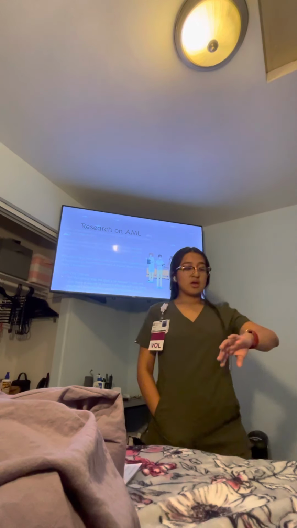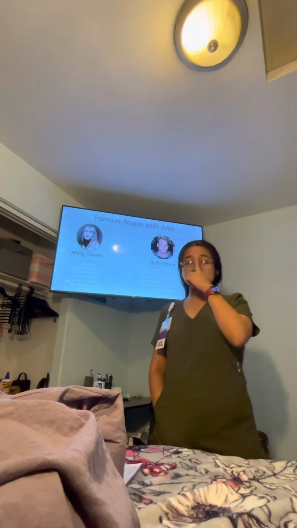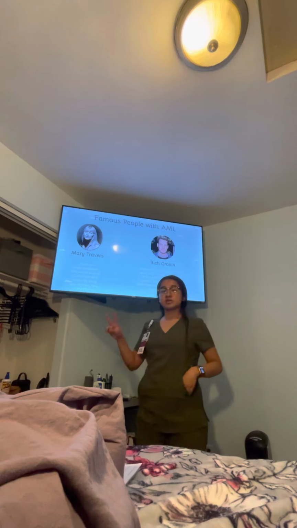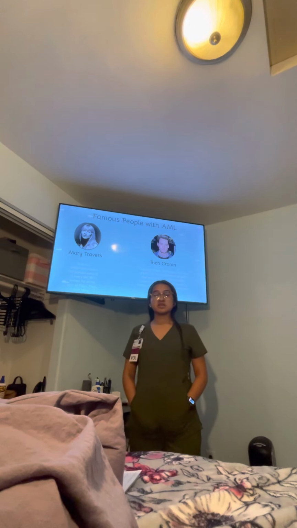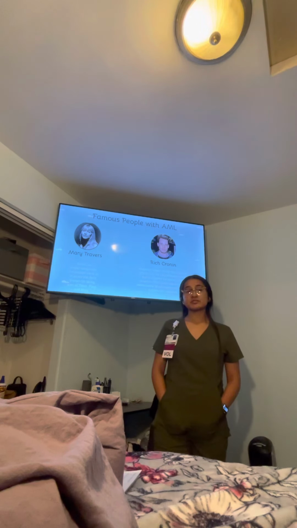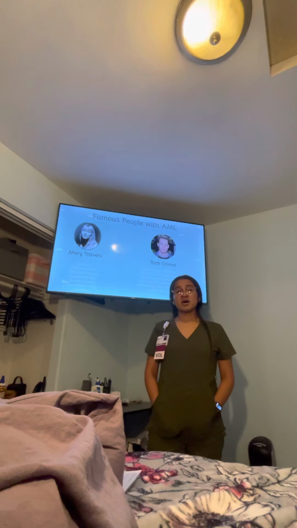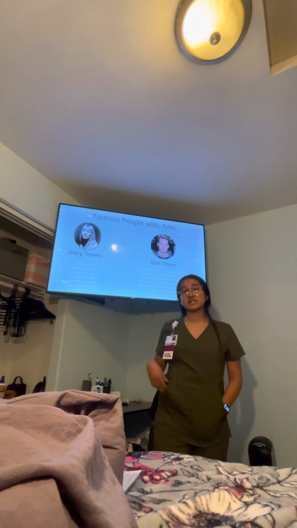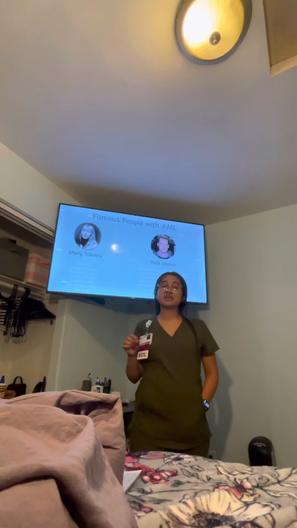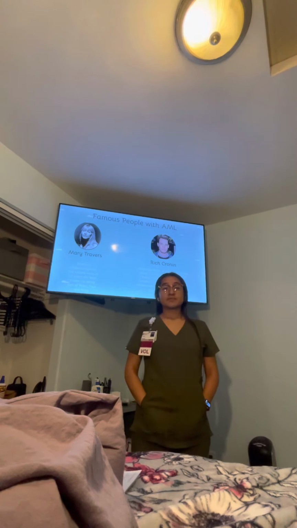So really quickly, two famous people who have been diagnosed with AML are Mary Travers. She was an American singer-songwriter, and she passed away at 72 years old because of the treatment side effects. And Rich Cronin, he was in the hip-hop and pop group called LFO, and he passed away in 2010 due to a stroke secondary to his leukemia. So the medications that he was on after receiving a stem cell transplant actually led to his stroke, unfortunately.